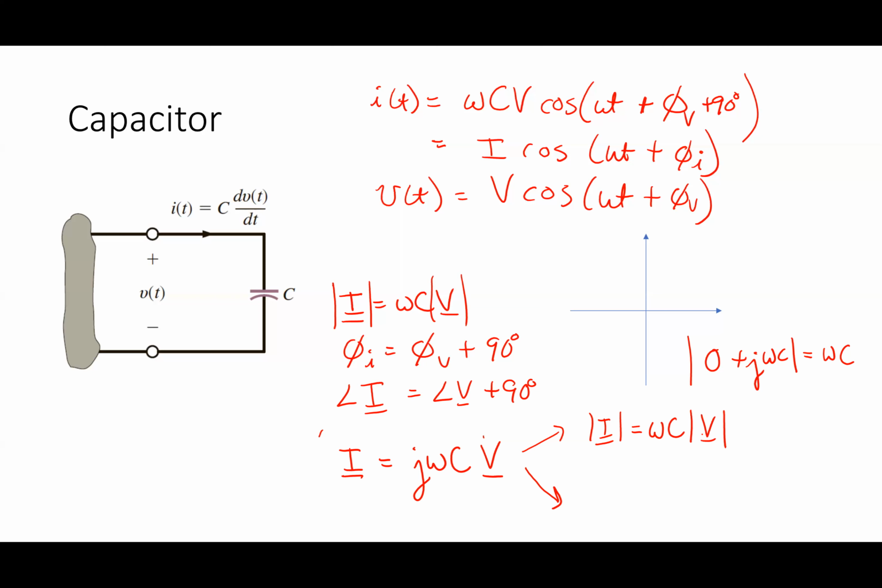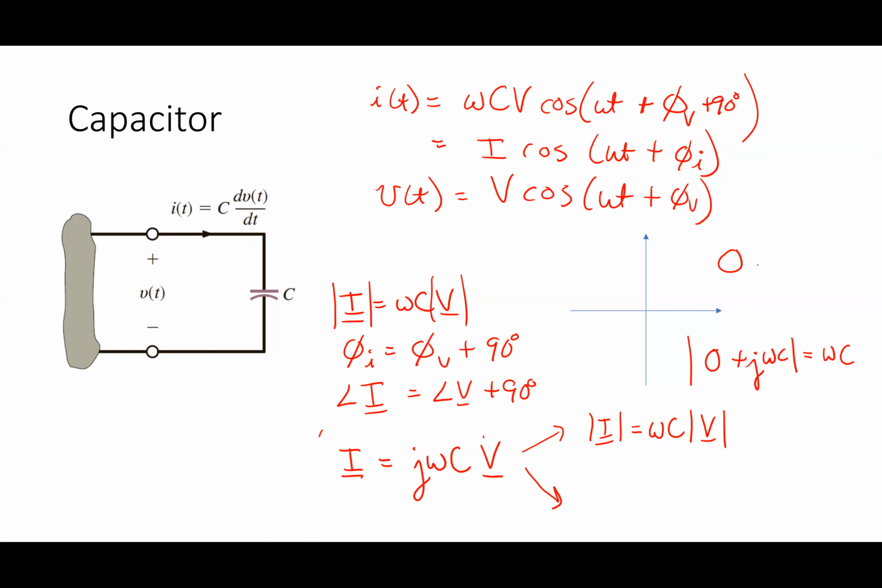This is an angle relationship, right? So I have complex number equals complex number times complex number. So if I have one complex number times another complex number, how do I get the angle? You should know this. What's the angle relationship here? I add the angle of j omega c to the angle of V. So what's the angle of j omega c?